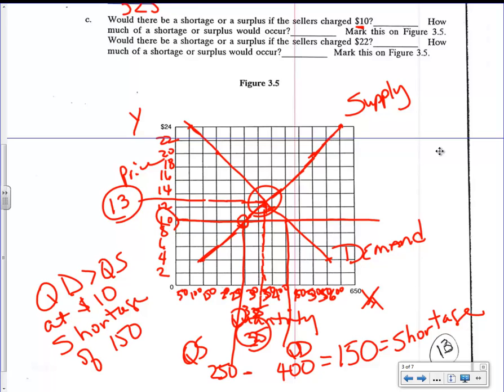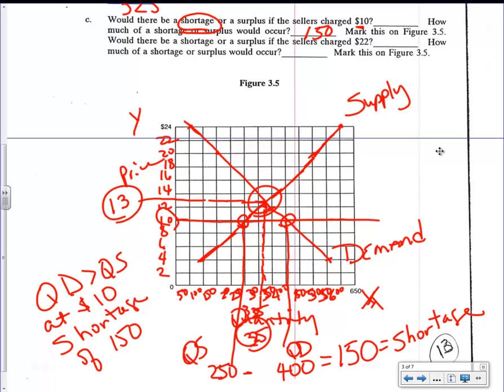So back up at the top, would there be a shortage or a surplus? It's below the equilibrium, so it's going to be a shortage. And how much shortage? 150.